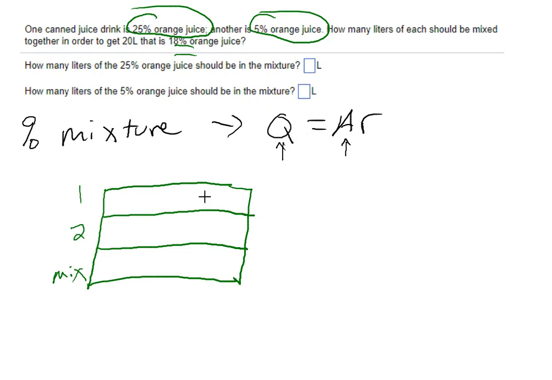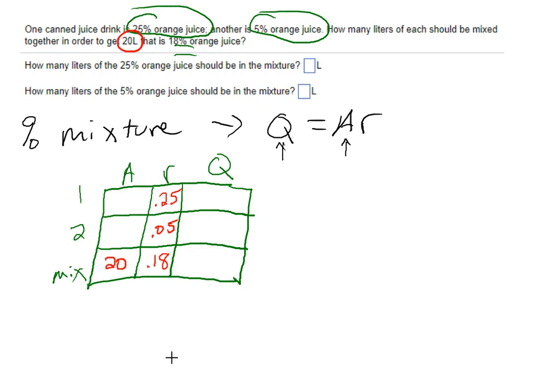We're going to make columns for each variable in our formula. So we'll make a column for A, a column for R, and a column for Q. Then we go back through and read the problem, picking out the information that's available and placing it on the table. The first drink is 25% orange juice, so that's our percent for the first drink. 5% for the second drink. And for the mixture of the two, we want the drink to be 18%. We also know that the amount we want for the mixture of the two is 20 liters.